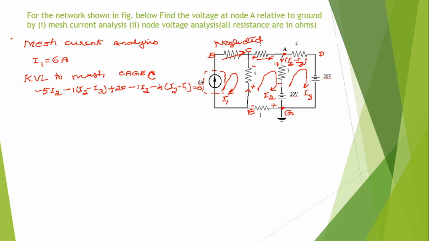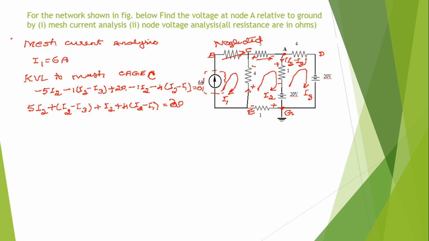Now what is the next step? Rearrange this, such a way that we take all voltage drops due to passive elements to the other side. So while taking this, what happens? 5I2 plus I1 minus I2 minus I3 plus I2 plus 4 times I2 minus I1 equal to, not equal to 0, equal to 20.